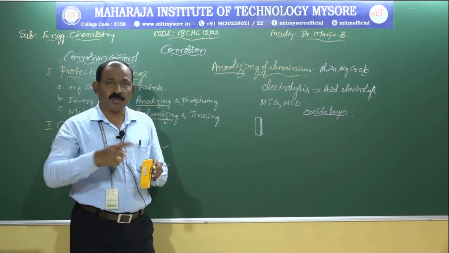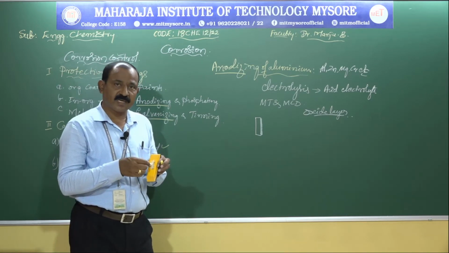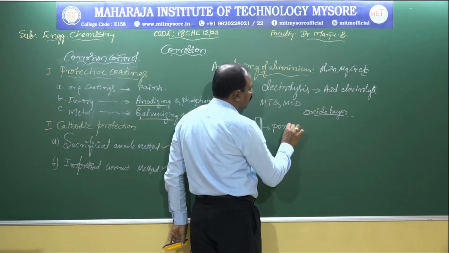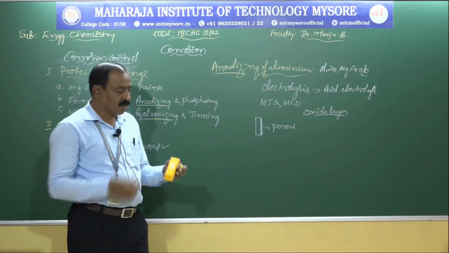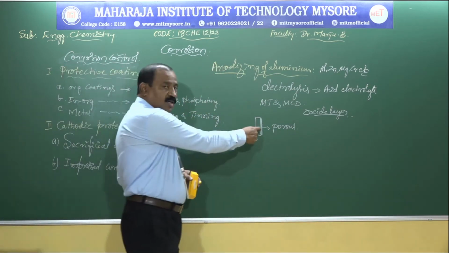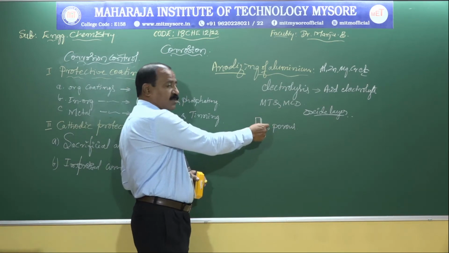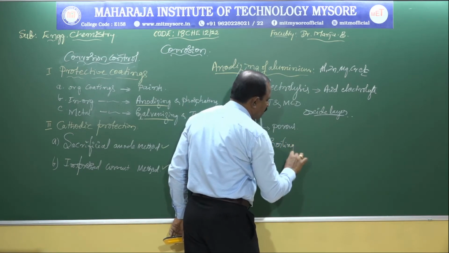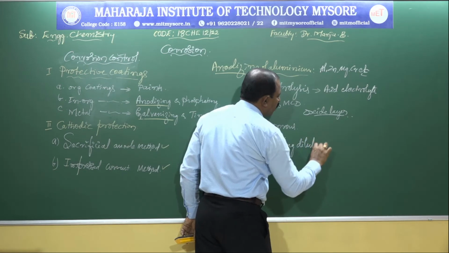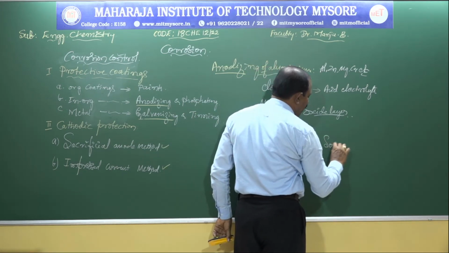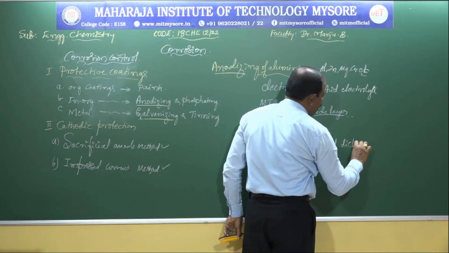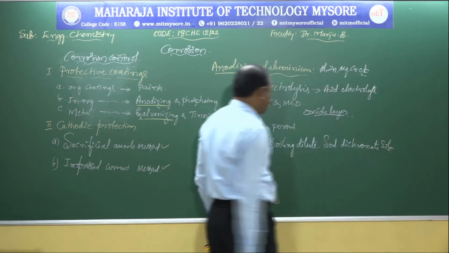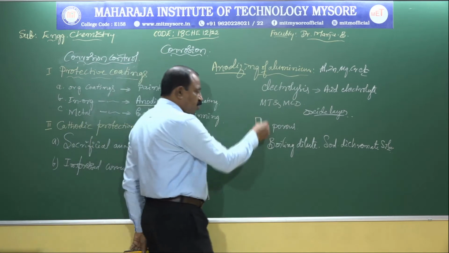That oxide layer is insoluble in water, but the outer part of the oxide layer is porous. It has small pores, and then it can again undergo corrosion. To control that, the pores can be sealed by treating with boiling dilute sodium dichromate solution.